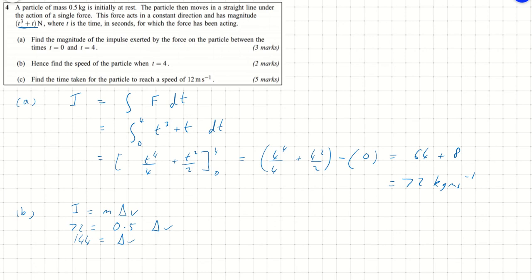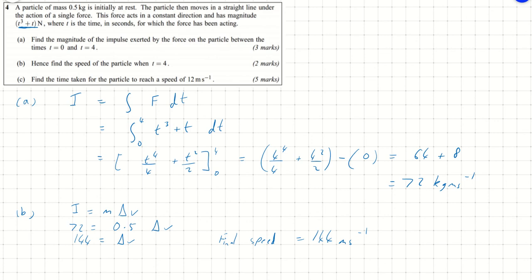Well, because the particle was initially at rest, so the initial velocity was 0, and the change in velocity is 144, that means final speed equals 144 meters per second. Okay, so that one's a little bit easier. We just need to know that impulse is mass multiplied by change in velocity.